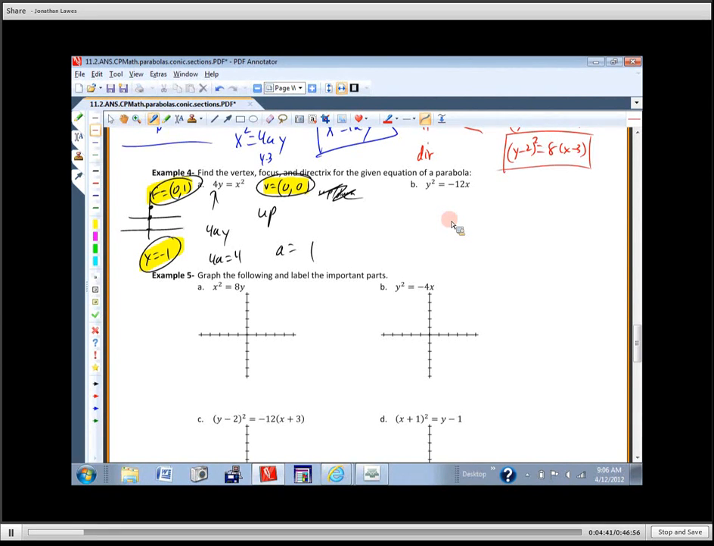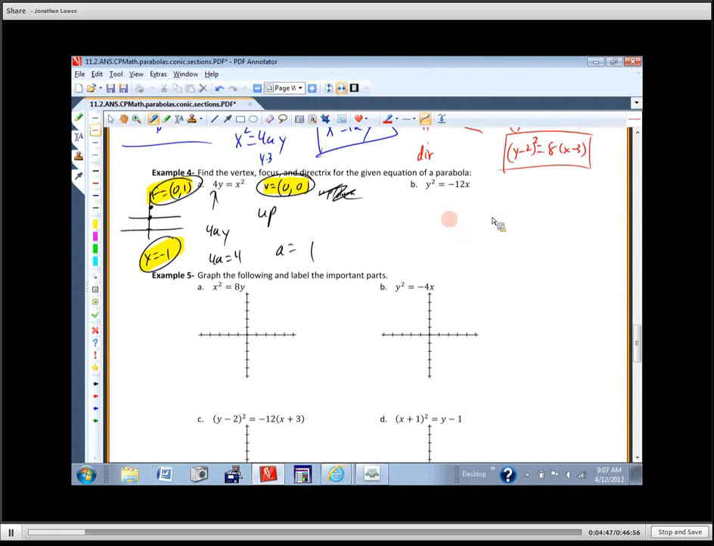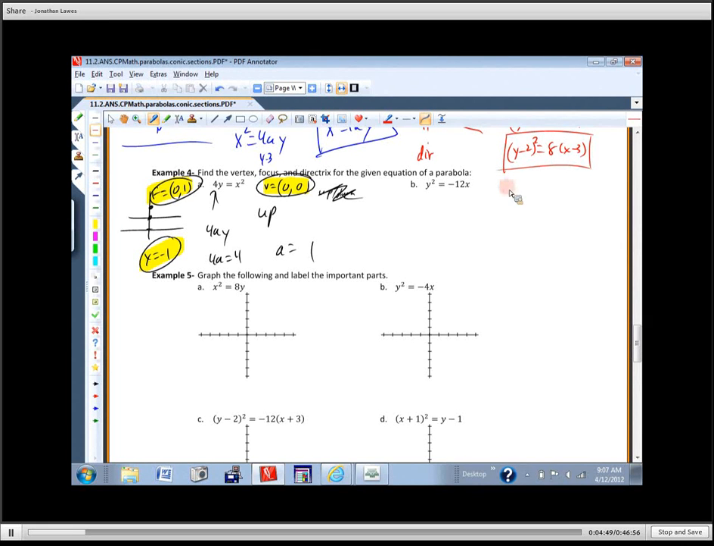Samantha, you know? I think I might know. Samantha thinks she knows. What do you think the answer is? I think it's left. Samantha thinks the answer is left. How many agree with that? Okay, the answer is left. It does open to the left.